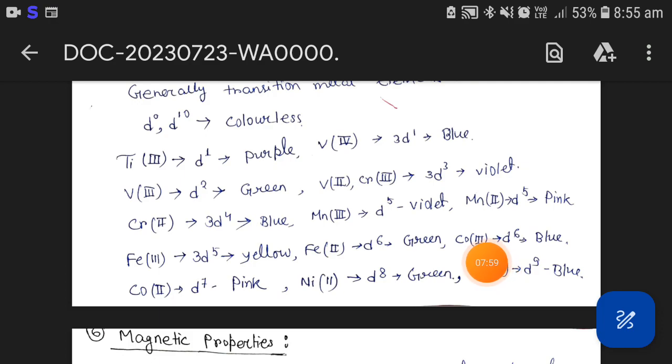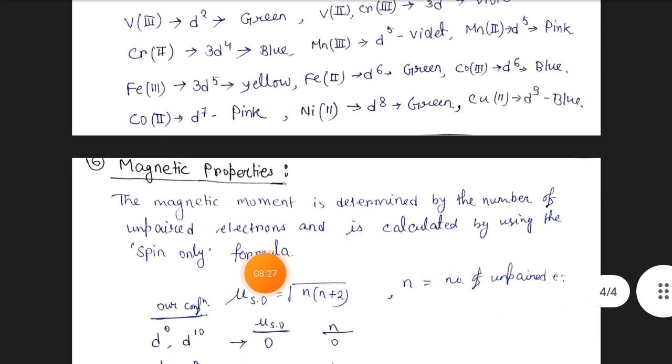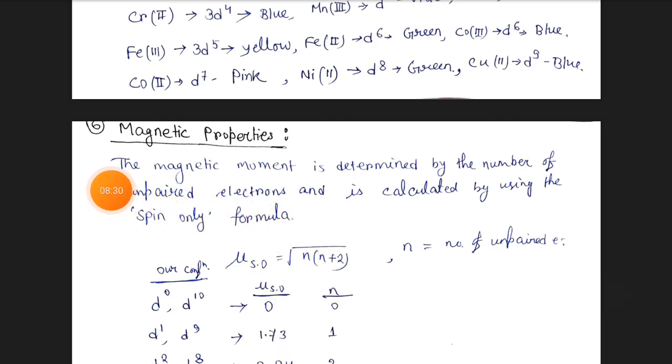Cobalt 3+, that is d6, blue color. And cobalt 2+, that is d7, pink color. Nickel 2+, d8, green color. And copper 2+, d9, blue color. So basically it is difficult to remember, but I have some tricks, so I uploaded a short video for remembering these tricks. Okay, so you can go through the link and watch this.